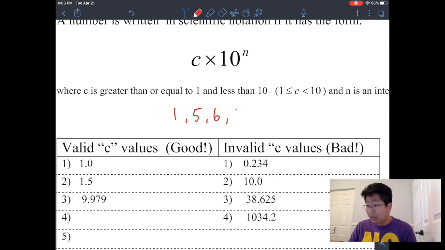Now, can it be 10? These numbers are all greater than 1, but is 10 less than 10? No. So 10 wouldn't work, but 9 will work, 7 will work. It has to be at least 1 and it has to be less than 10.